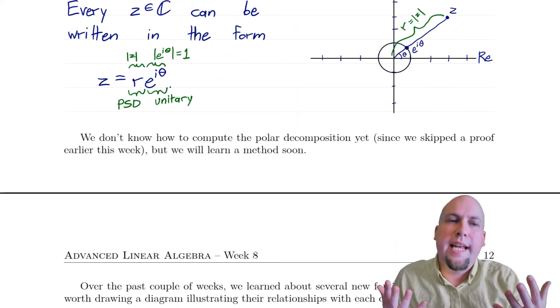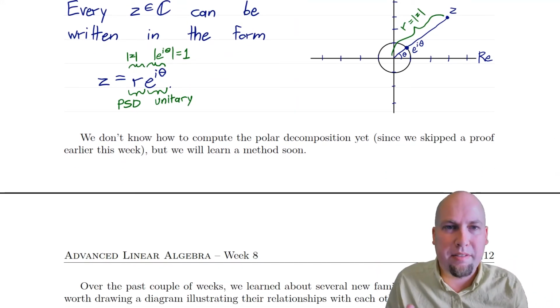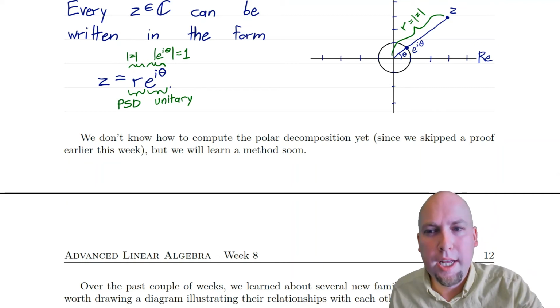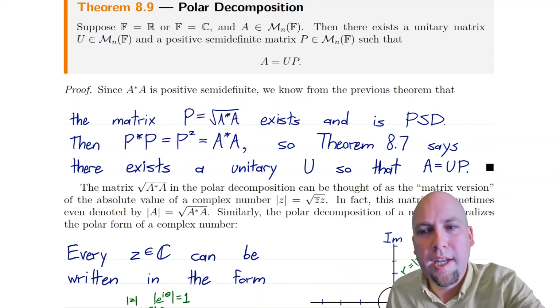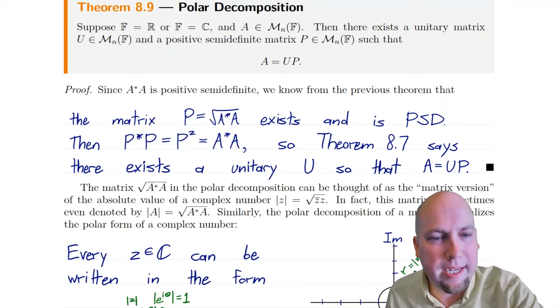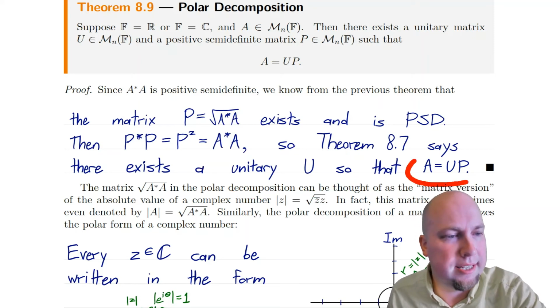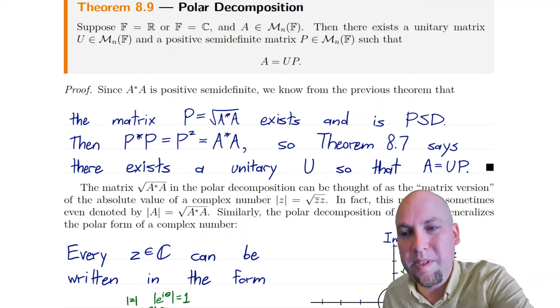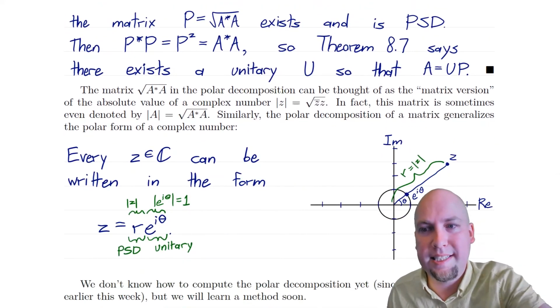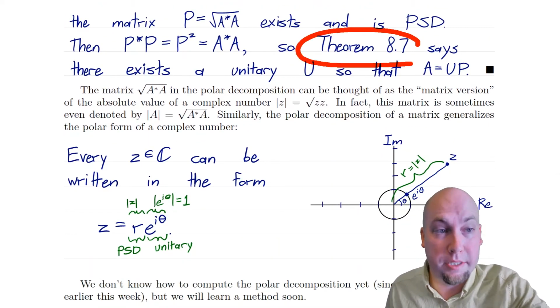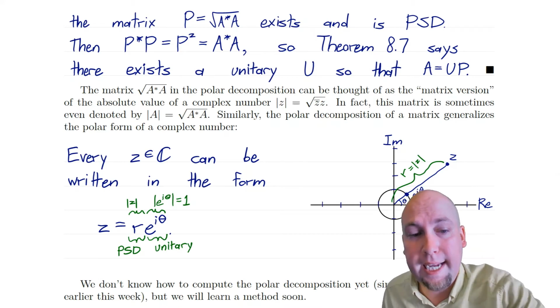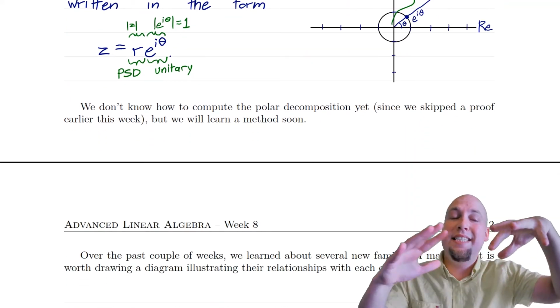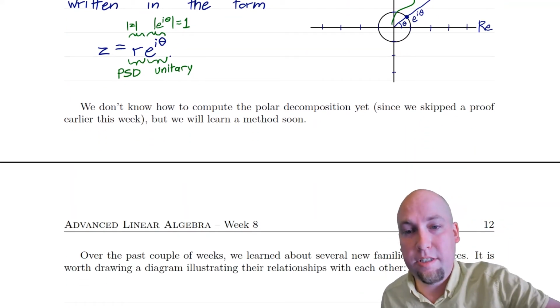We don't actually know how to compute this yet, so we can't go through an example of actually computing a polar decomposition, because if you try to trace through the proof, we have this sort of mysterious step where we see, oh, there exists a unitary such that this happens. And where does the existence of that unitary come from? Well, unfortunately, we skipped a proof earlier in this lecture. We skipped the proof of theorem 8.7, so I can't tell you where that unitary comes from. I can't tell you how to construct it. We're going to see a different way of constructing a polar decomposition next week.